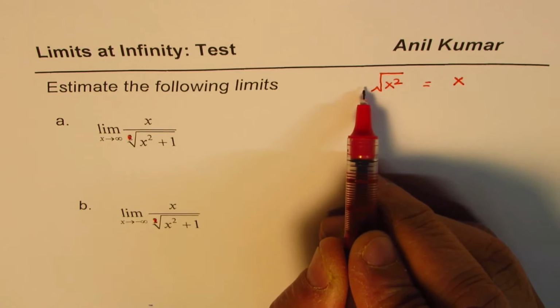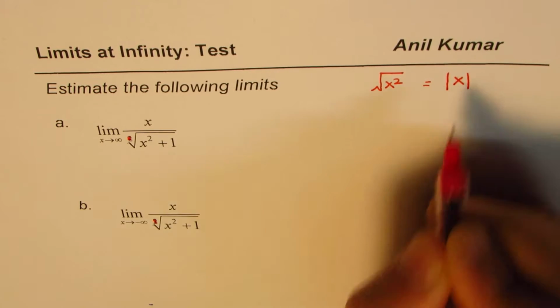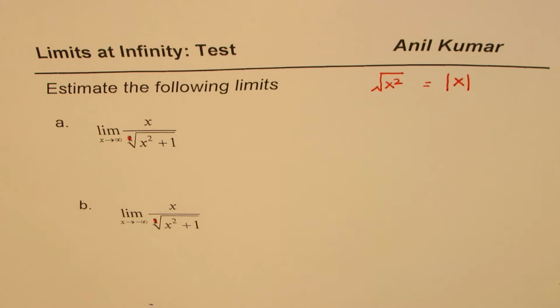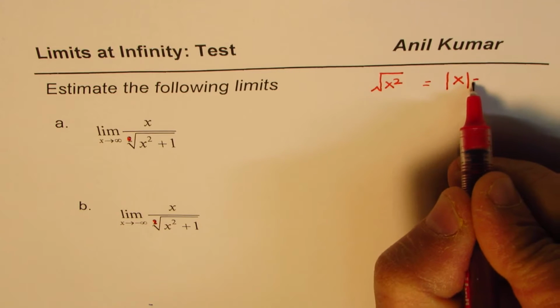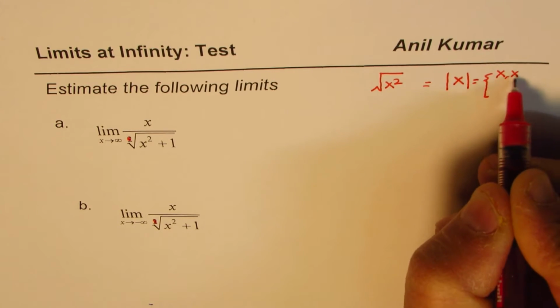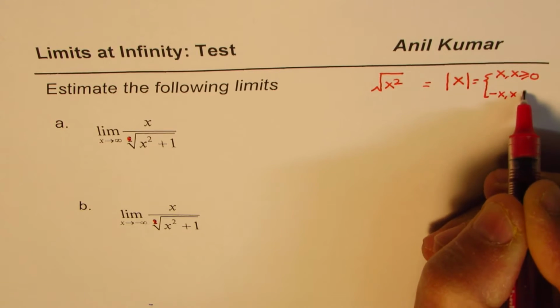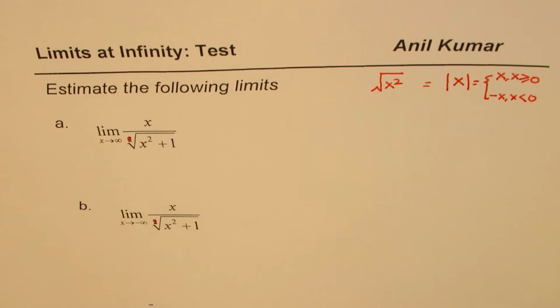Square root is always positive, right? So this value is actually absolute value of x. Remember that part. And second thing which you need to remember is, what is absolute x? Absolute x is x if x is greater than or equal to 0, and is minus of x if x is less than 0, right? So this is very, very important to understand. And let's begin from here to solve these two questions.